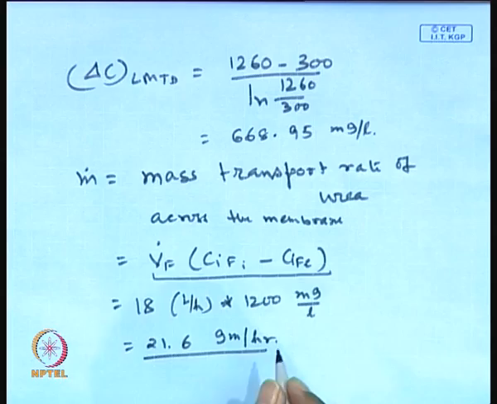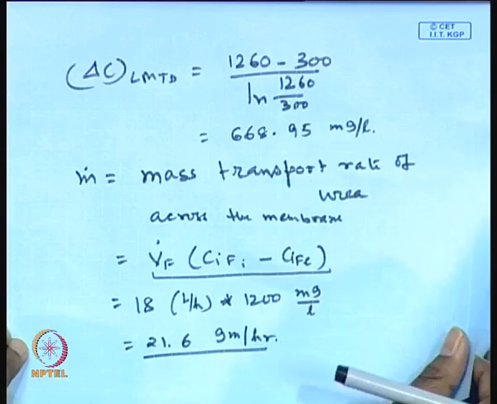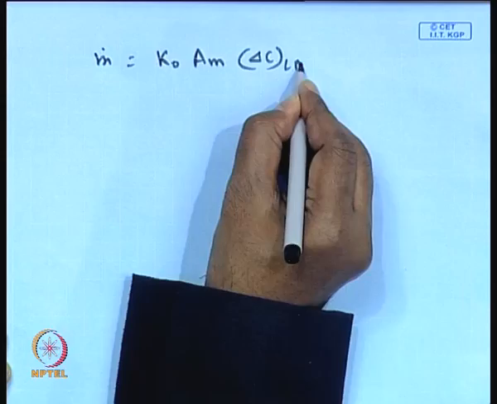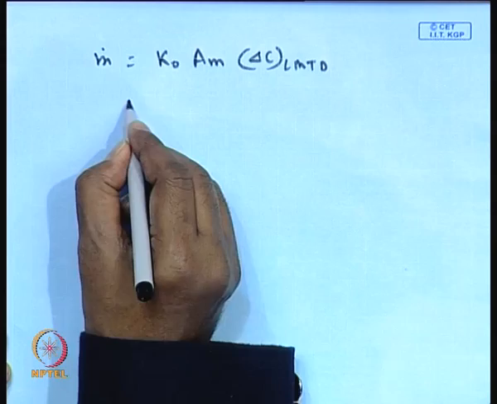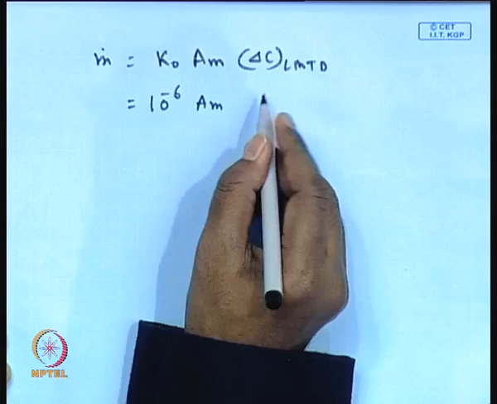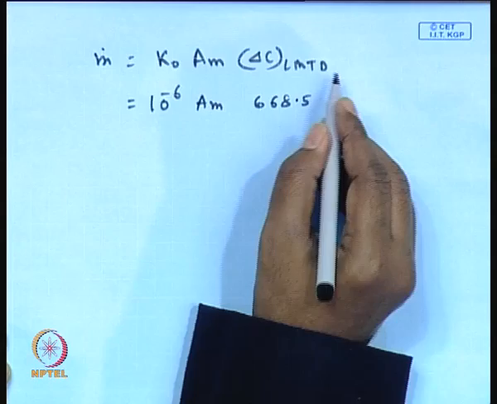Okay. Now, this mass transfer rate of urea can be written in terms of the overall mass transfer coefficient. So, this is nothing but k 0 A m times delta C L M T D, right, if you remember. So, these two will be equated. So, what is k naught? K naught will be 10 to the power minus 6, this is A m, and delta C L M T D is 668.5 milligram per liter. Okay.